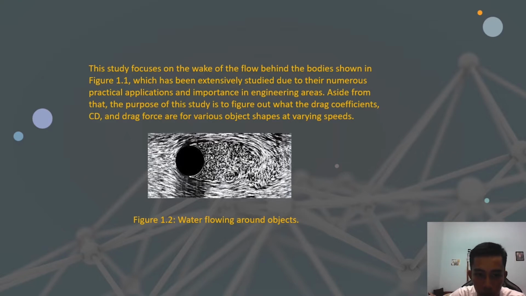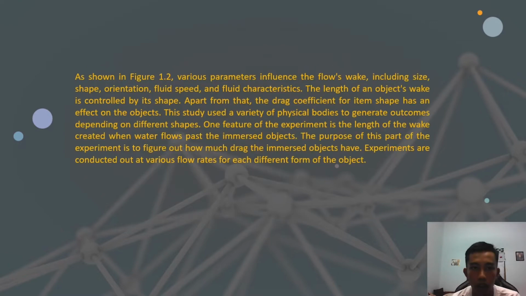Figure 1.2 is water flowing around the object. This is the object. As shown in figure 1.2, various parameters influence the flow wake, including size, shape, orientation, fluid speed, and fluid characteristics. The length of an object's wake is controlled by its shape. Apart from that, the drag coefficient has an effect on the object's shape. This study uses a physical body to generate outcomes depending on different shapes.